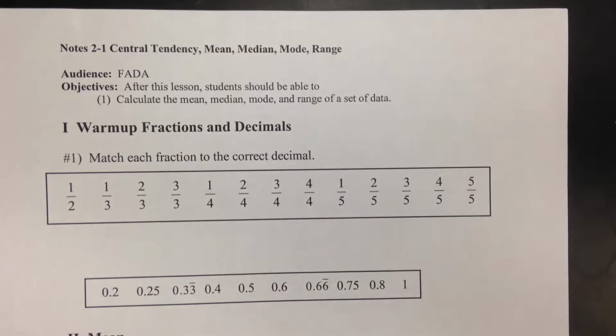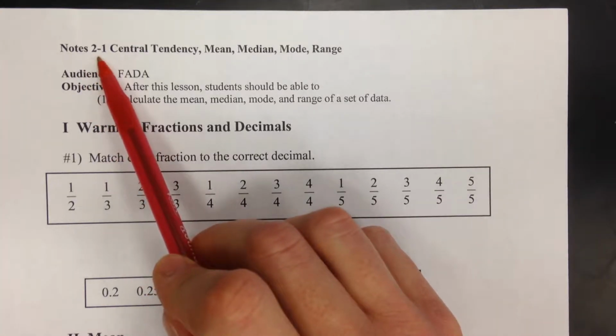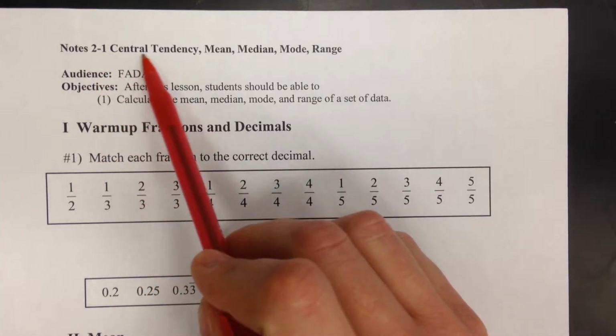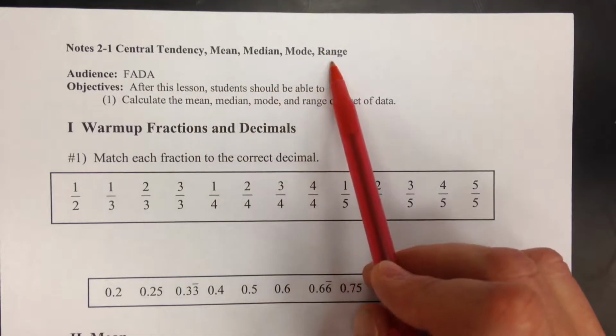Okay, functions and data analysis fans, our topic for today, notes, this is Unit 2, Section 1, central tendency, which is mean, median, mode, and range.